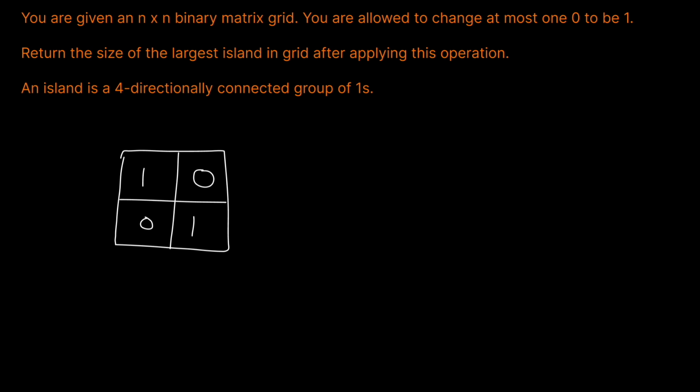You are given an n by n binary matrix grid. You are allowed to change at most one 0 to be a 1. Return the size of the largest island in the grid after applying this operation. An island is a four-directionally connected group of ones.